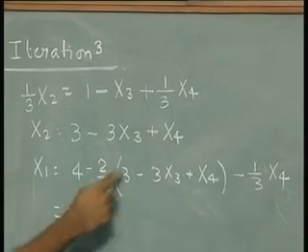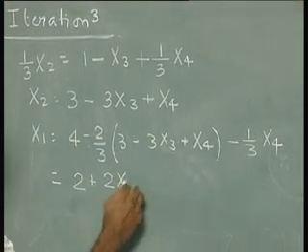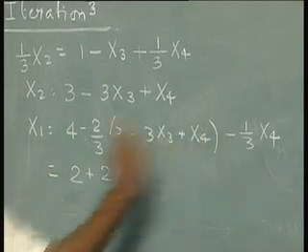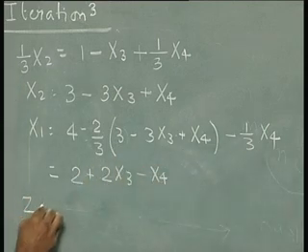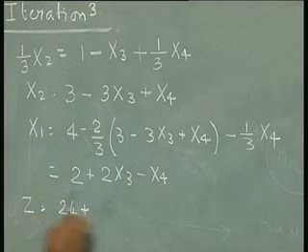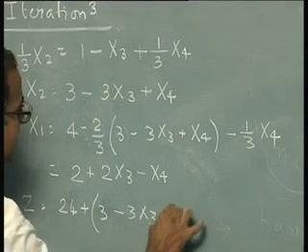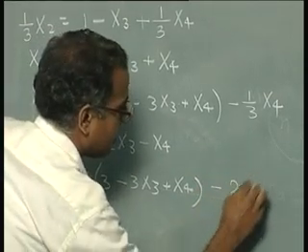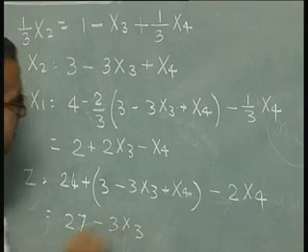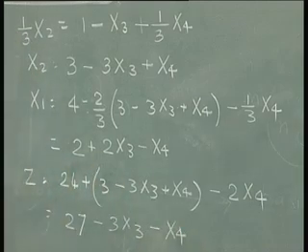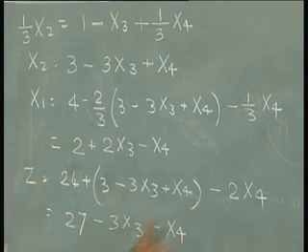On simplification, 2 by 3 into 3 is 2, so you get 2 plus 2 x3, this is minus 2 by 3 x4 minus 1 by 3 x4 is minus x4, and substituting z is 24 plus x2 plus 3 minus 3 x3 plus x4 minus 2 x4, 27 minus 3 x3 minus x4. You get a plus x4 minus 2 x4 would give you minus x4.